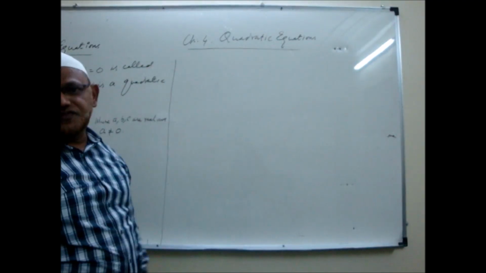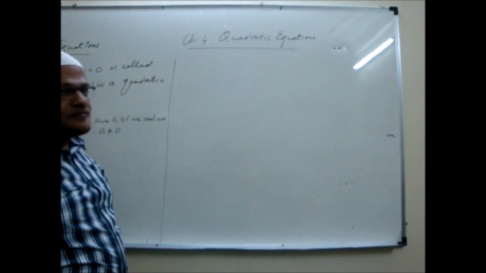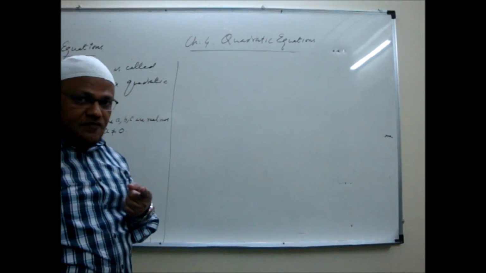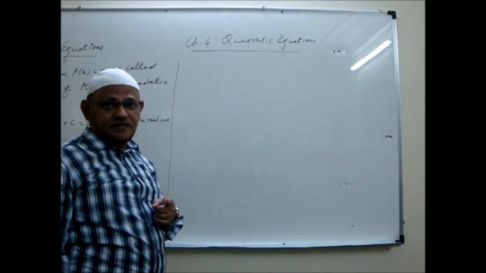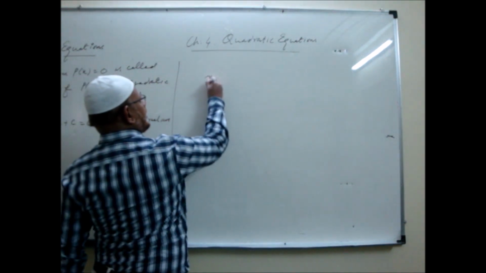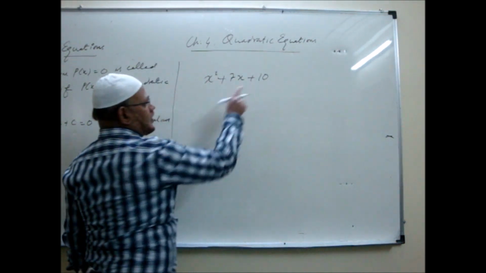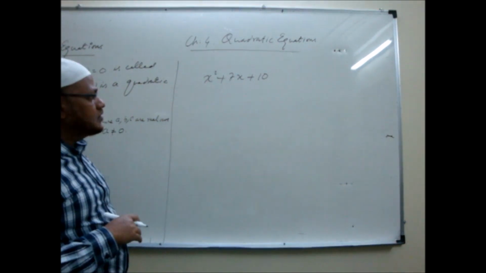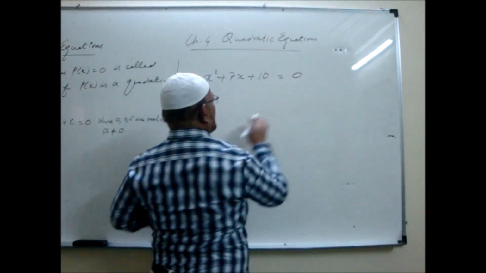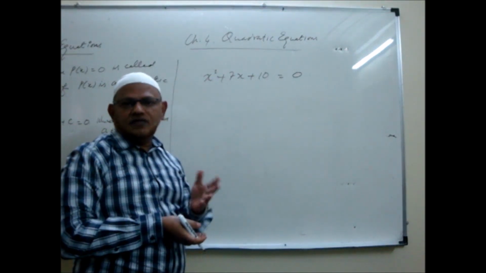Chapter 4 now is quadratic equations. We start the new chapter. What exactly is a quadratic equation? You are already familiar with quadratic polynomial, right? I write one quadratic polynomial, for example, x square plus 7x plus 10. This polynomial, if I equate to 0, now it becomes an equation. What kind of equation? Quadratic equation.